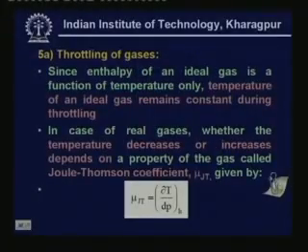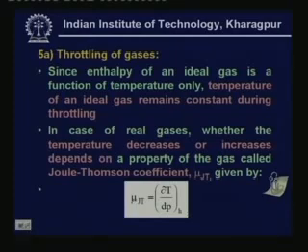When I am throttling an ideal gas, as you know, the throttling process is an isenthalpic process, and for an ideal gas the enthalpy is a function of temperature only. So during the throttling process enthalpy remains constant, right? That means temperature also has to remain constant as long as the gas behaves as an ideal gas. That means throttling of an ideal gas does not reduce the temperature. In fact, the temperature remains constant because the enthalpy remains constant, and the enthalpy of the ideal gas is a function of temperature only. So this is point number 1.